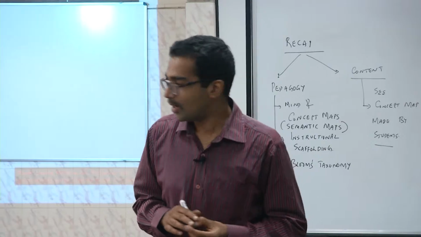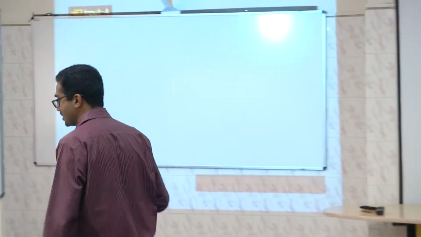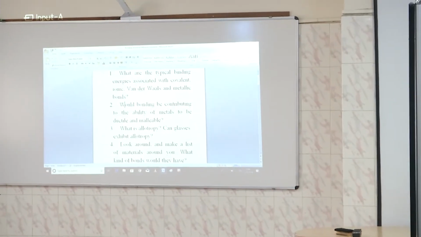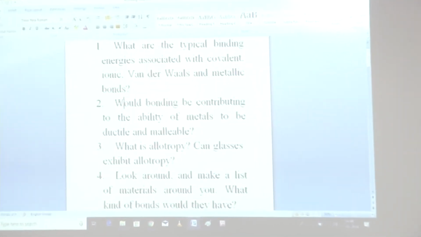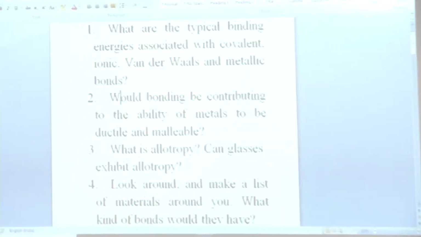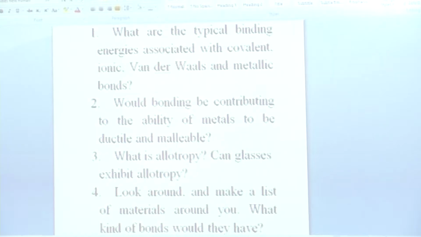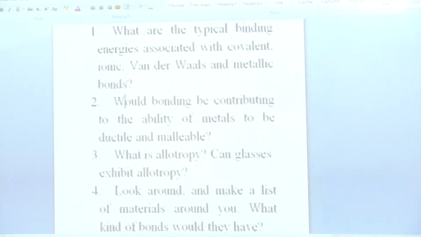Alright. So let us come to the next question. One of you can take the picture of that because you worked very hard on getting that data. You can take a picture and share it with others in the class. And you have also learnt a criteria for determining whether or not something would be ionic, right? Good. Next. Would bonding be contributing to the ability of metals to be ductile and malleable?